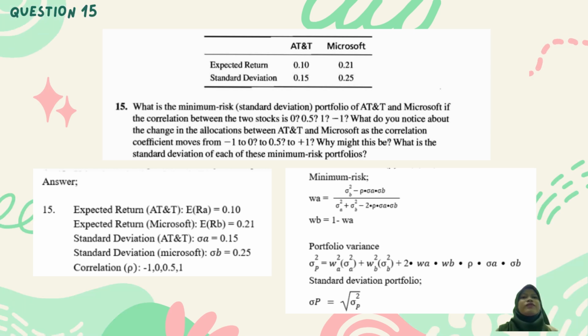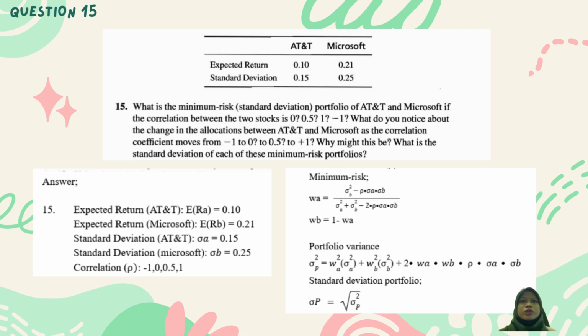Next is question 15, which is: what is the minimum risk standard deviation portfolio of AT&T and Microsoft if the correlation between the two stocks is 0, 0.5 and -1? What do you notice about the change in the allocation between AT&T and Microsoft as the correlation coefficient moves from -1 to 0 to 0.5 and to 1?